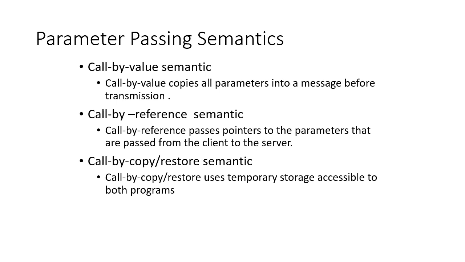Now the third one, call by copy or restore semantics. In call by copy or restore semantics, we use temporary storage accessible to both the programs. So basically what is involved in this copy or restore is the flexibility of temporary storage which is accessible to both the programs.